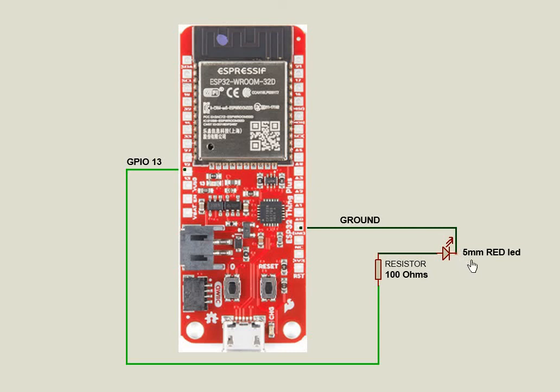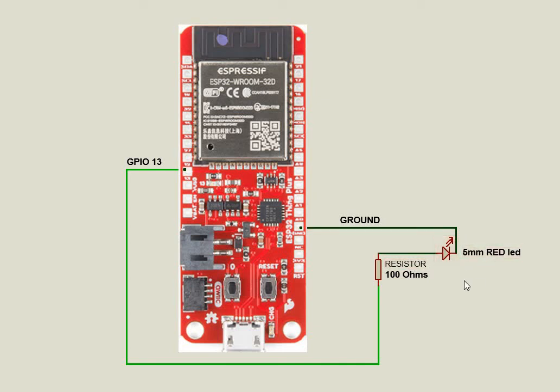Then the cathode of this 5mm red LED will have to be connected to the ground pin of the development board. After you've made all these connections, your LED is ready to be used.